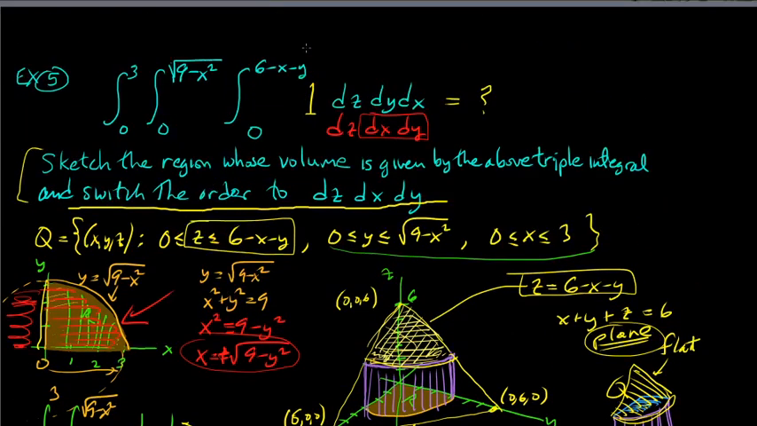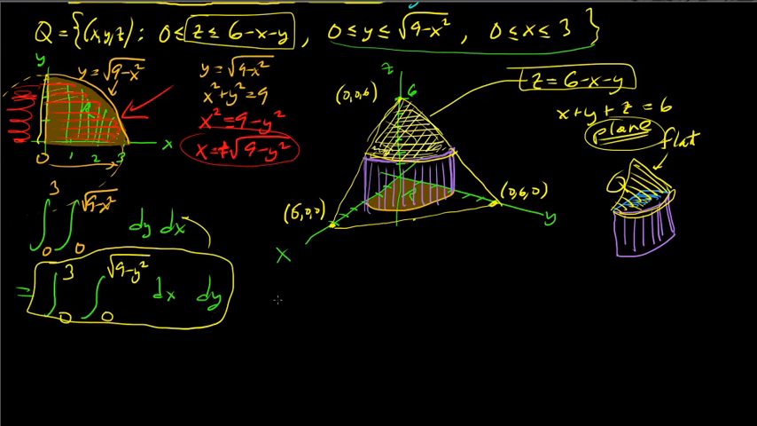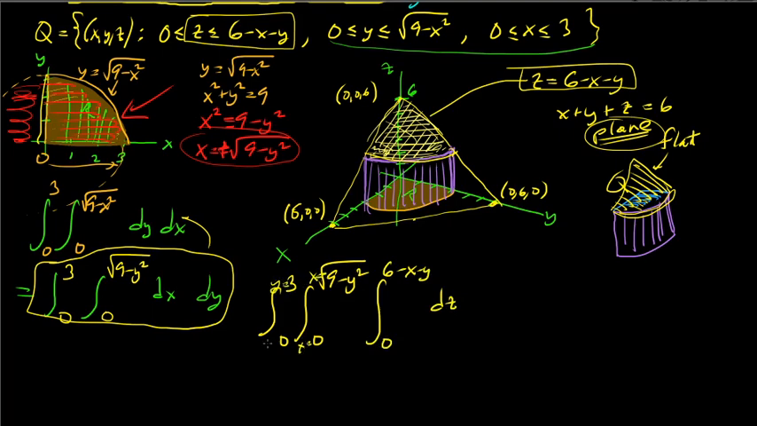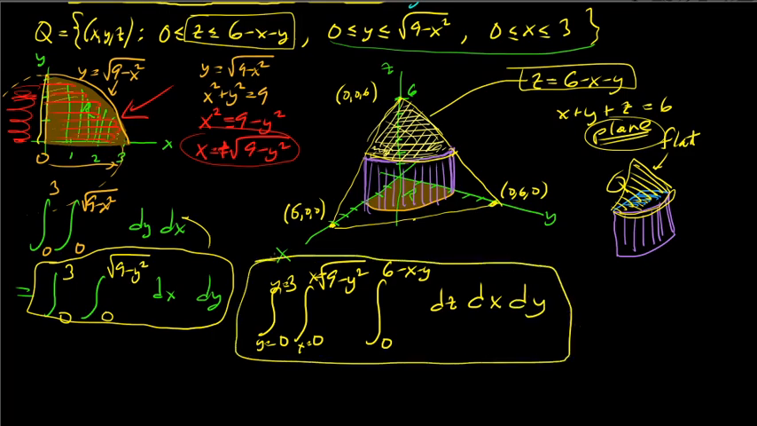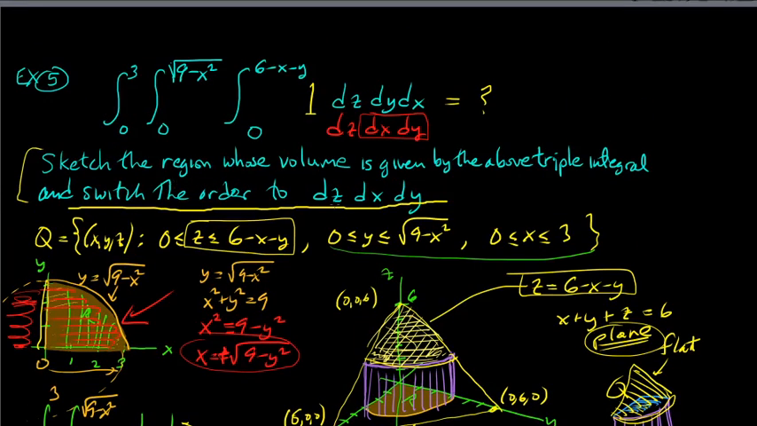And now, to put back the z integral, we'll just put it back. I don't think anything else changes here. So the inside integral is still 0 to 6 minus x minus y dz. But now, these are x's and these are y's. So this is x equals 0, y equals 0. So we switch the order to dz, dx, dy. Okay, so that's the answer to switch the order of integration.